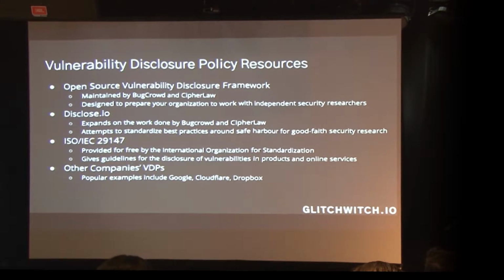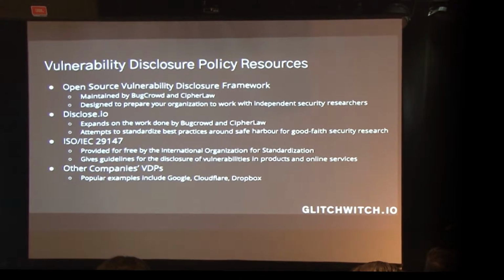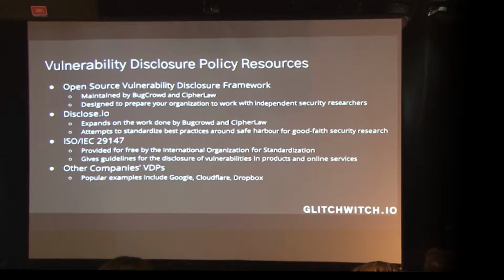Now that we understand why we need a vulnerability disclosure policy and what you should include in your policy, we can take a look at some of the resources to help get you started. The first one is the open source vulnerability disclosure framework by BugCrowd and CypherLaw. It was designed to help prepare organizations to work independently with security researchers. It offers a set of boilerplate templates that you can quickly write out and publish to get your own policy going. This is one that I've seen used in a lot of places.